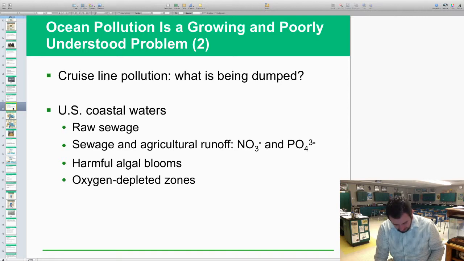And for years, for decades, cruise ships and other ocean vessels, which often sail through fragile ecosystems such as Florida's coral reefs, have been dumping their waste at sea, most of it illegally, but they have been doing it. In U.S. coastal waters, we've seen raw sewage and agricultural runoff in the form of nitrates and phosphates, harmful algal blooms stemming from that runoff, and then also oxygen-depleted zones because of all the algae dying and being decomposed by bacteria.